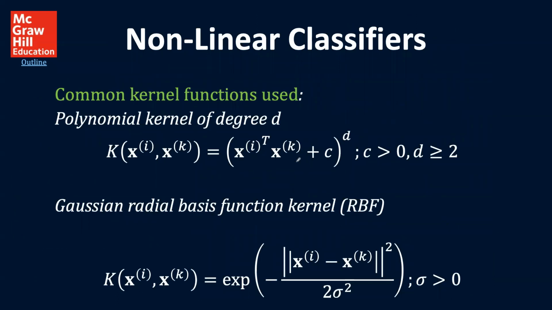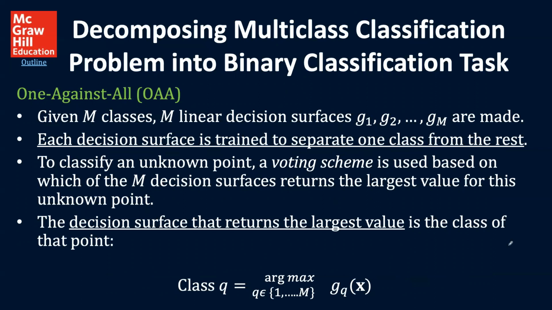Common kernel functions that are used include the polynomial kernel of degree D, and this is the equation of what that would look like. We can have the Gaussian radial basis function kernel, the RBF. So here is another type of kernel function that we can use to help us create that separation.